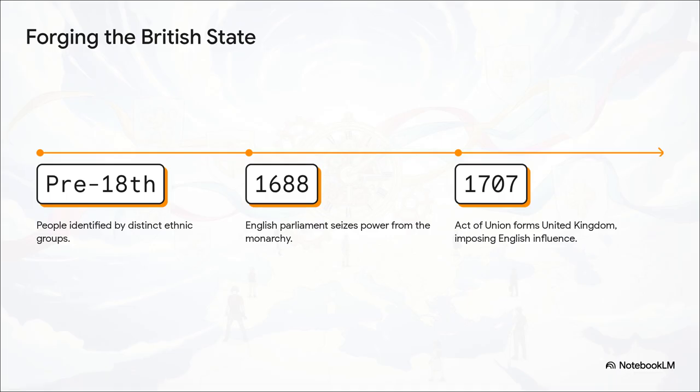Prior to the 18th century, there wasn't really a British nation at all. It was just distinct English, Welsh, Scottish, and Irish identities. But as the English nation grew in wealth and power, their parliament, which by the way had officially seized power from the monarchy way back in 1688, steadily became the center of gravity. Eventually, with the 1707 Act of Union, England essentially imposed its influence and absorbed Scotland. They paved the way for a unified state forged mostly through systematic political maneuvering.